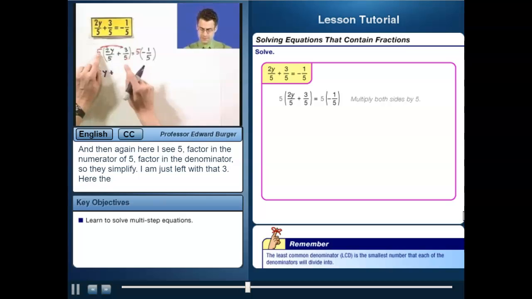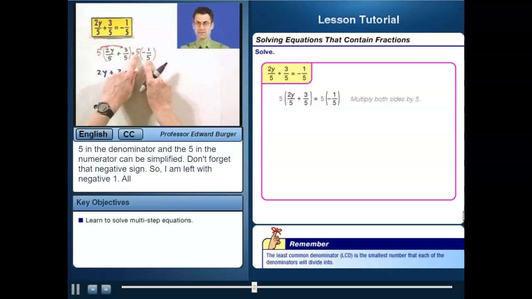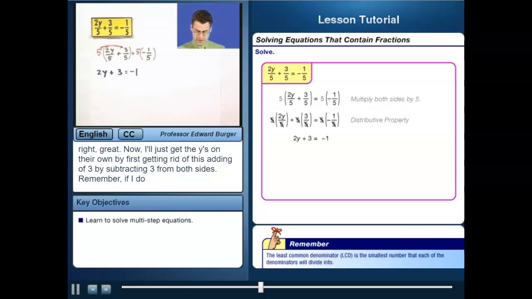Anyway, let's now multiply through. When I multiply through by 5, I see that I can simplify the 5 in the numerator and the 5 in the denominator, and I'm just left with 2y plus, and then again here I see a 5 factor in the numerator, a 5 factor in the denominator.